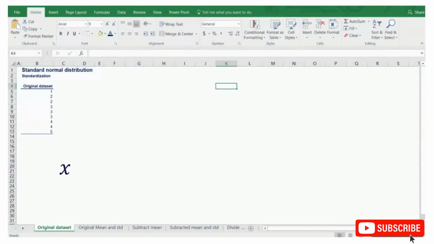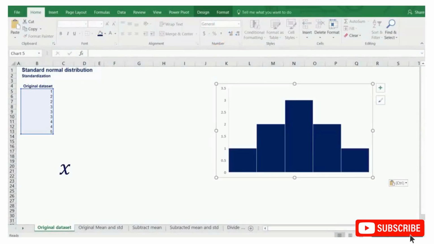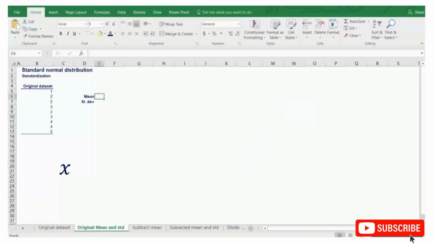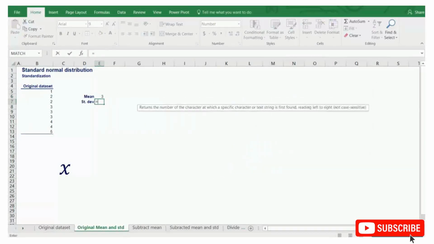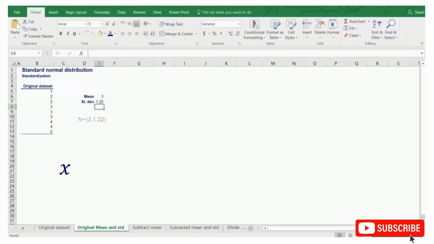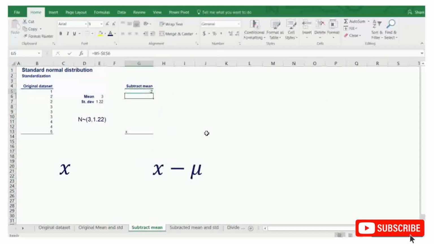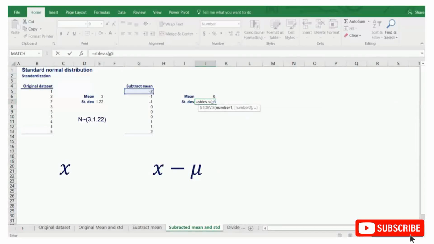Let's take an approximately normally distributed set of numbers: 1, 2, 2, 3, 3, 3, 4, 4, and 5. Its mean is 3, and its standard deviation, 1.22. Now, let's subtract the mean from all data points. We get a new data set of -2, -1, -1, 0, 0, 0, 1, 1, and 2. Let's calculate the mean. It is 0, exactly as we anticipated.